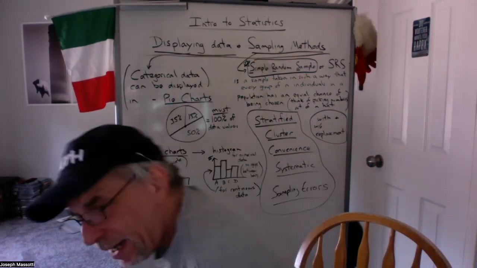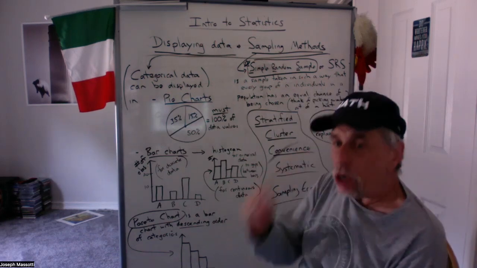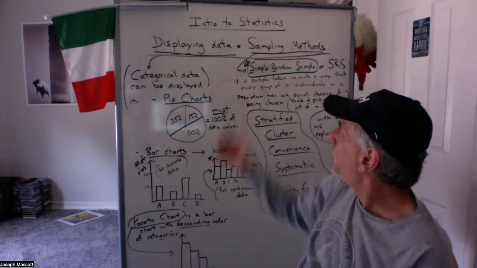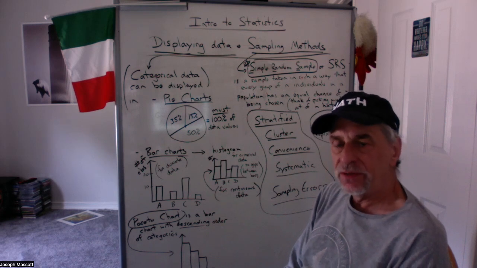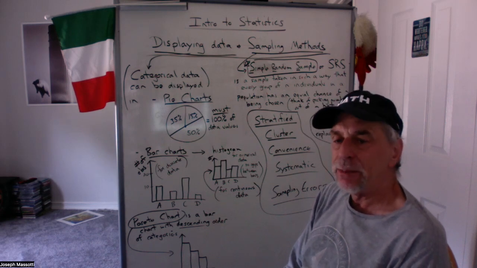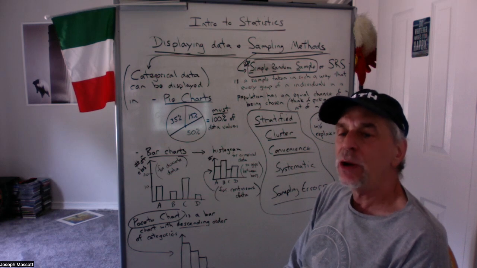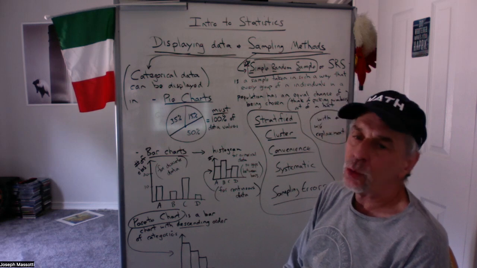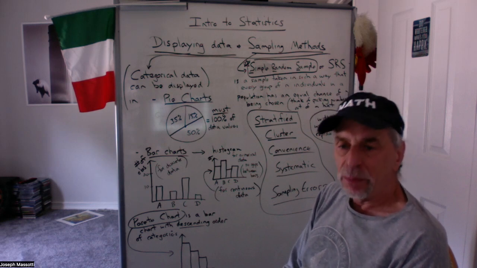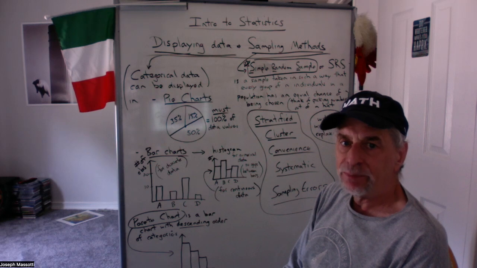All right, so we're ready for the next short video. This time I want to talk a little bit about displaying the data that we spoke of in the first video and different sampling methods, ways in which we go about acquiring data, which are the best ways to acquire the data, what are some other ways, and which are the best way to collect data.